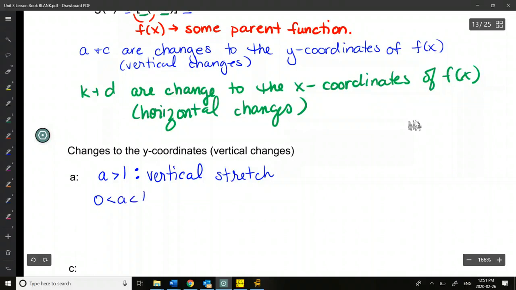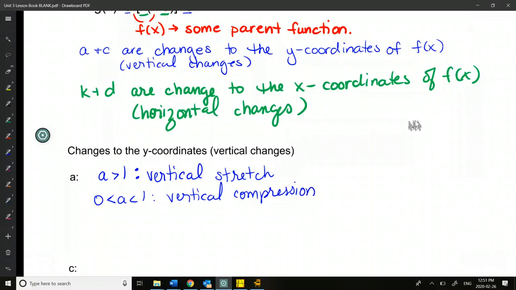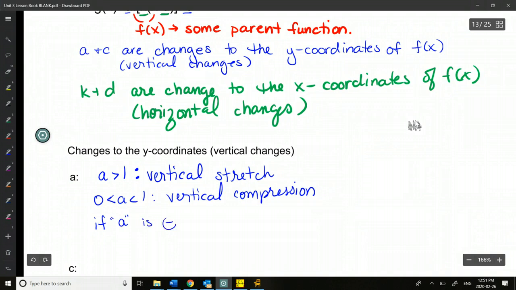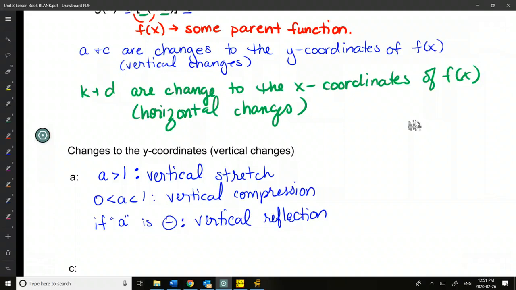When A is between 0 and 1, this causes a vertical compression. And if A is negative in combination with either of these things, so it might be a vertical stretch, and then if it's also negative, this is also a vertical reflection. So we take our function and essentially mirror it vertically, up and down.